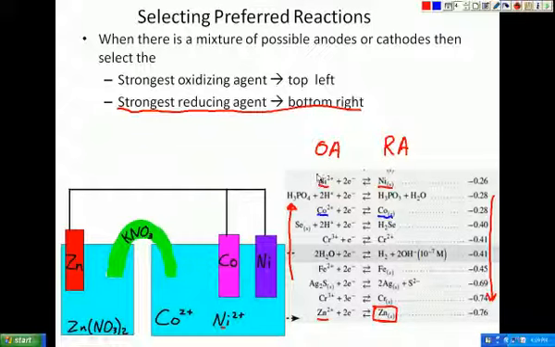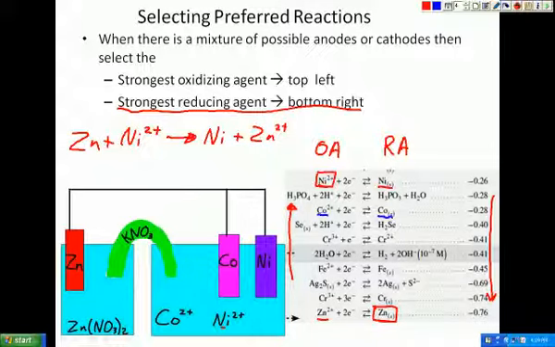Okay, so this is your strongest oxidizing agent, here's your strongest reducing agent, and therefore your reaction is going to be zinc solid plus nickel 2+, and it's going to be making nickel solid and zinc 2+.